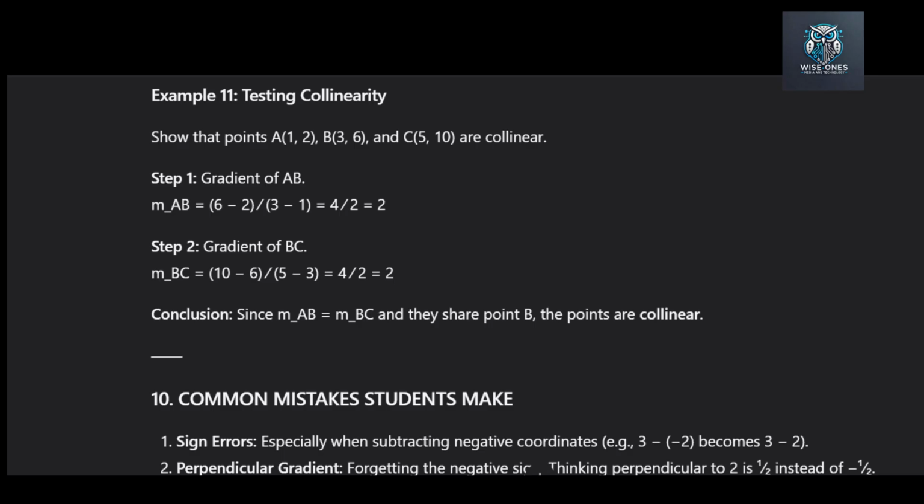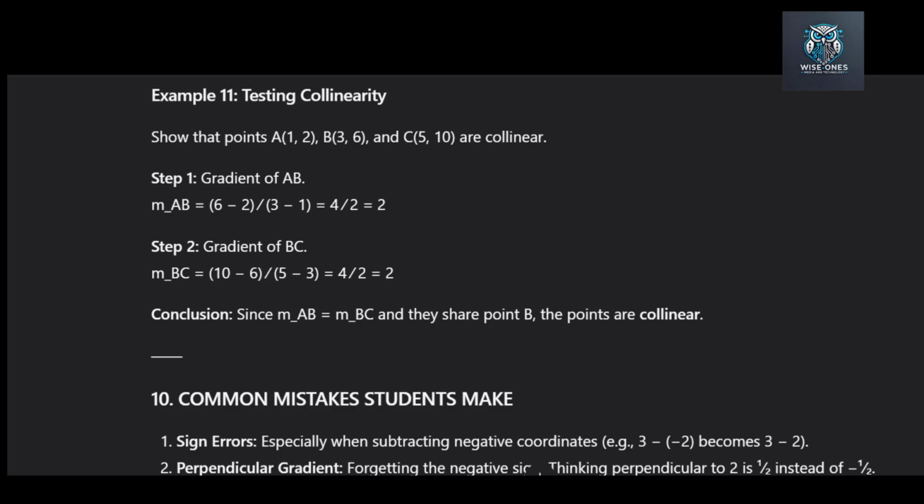Step 2. Gradient of BC. mBC equals (10 minus 6) divided by (5 minus 3). 10 minus 6 is 4. 5 minus 3 is 2. 4 divided by 2 is 2. So mBC equals 2.